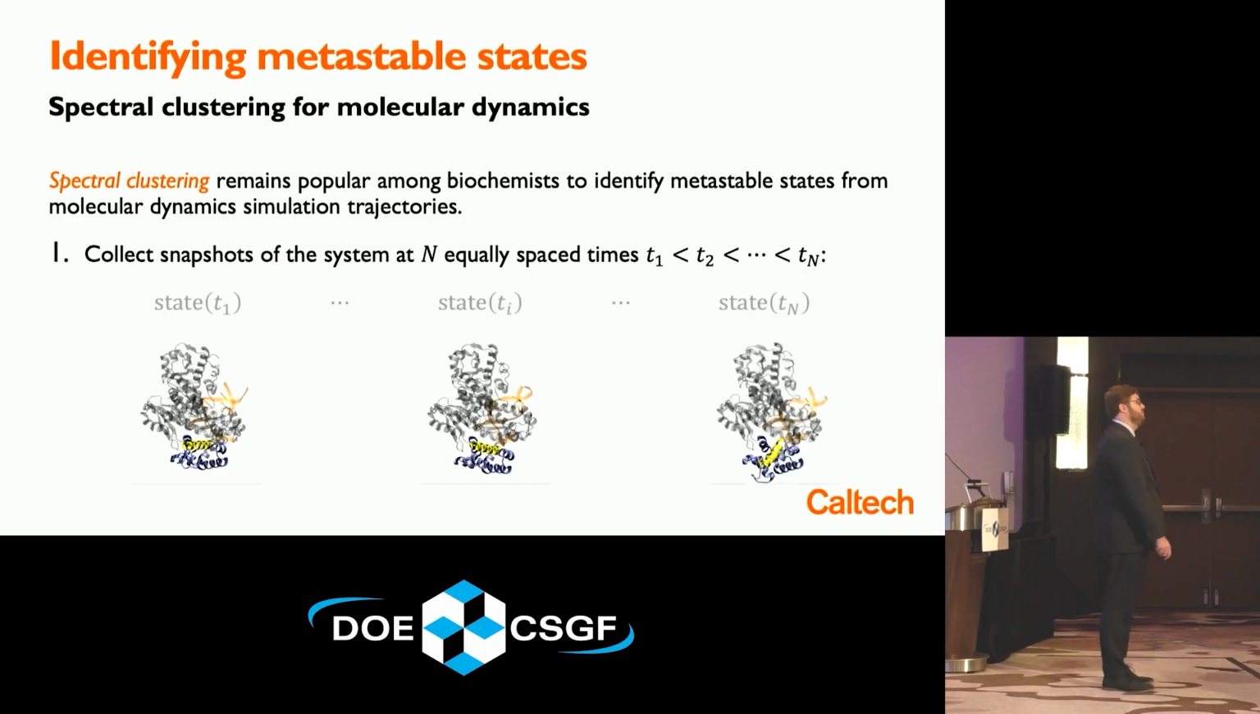So there's a number of different methods. I won't talk about all of them, I'll only talk about one of them. But spectral clustering remains a very popular method for this problem. And I'll just briefly describe it to you now. So we begin by collecting snapshots of our protein or other biomolecule at n equally spaced times.